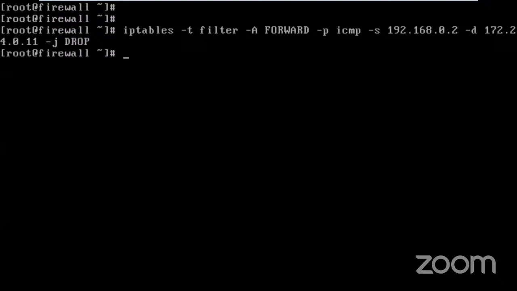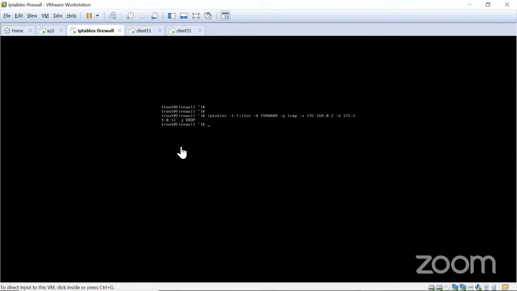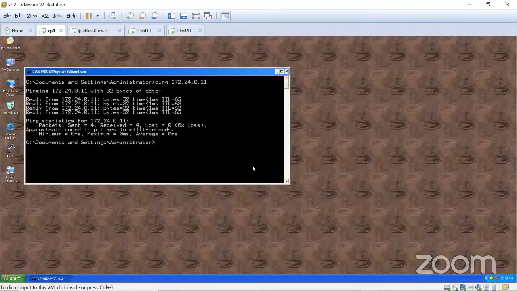Please remember, if any mistake is there when you write it, it is automatically going to say the syntax is incorrect. So what are we saying? iptables, we are saying filtering. In which direction? Forwarding. Which protocol? ICMP. And the traffic which is originating from 192.168.0.2 and which is going towards 172.24.0.11, please drop the traffic. Now let us check. So I will go there. Let us see.